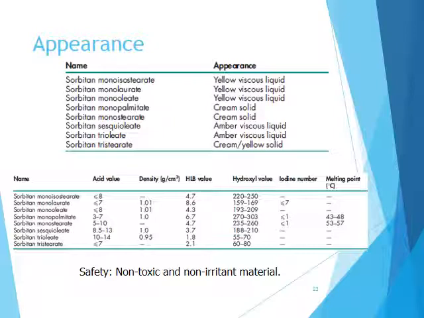Now the second table is showing the properties of the different spans: the acid value of each span, the density, the HLB value, the hydroxyl value, the iodine value, and the melting point. I'd like you to have a look at what we mean by the acid value, what we mean by the hydroxyl value, and what we mean by the iodine number. These are important pieces of information you need to mention. You need to have a look and know what we mean by these terms.